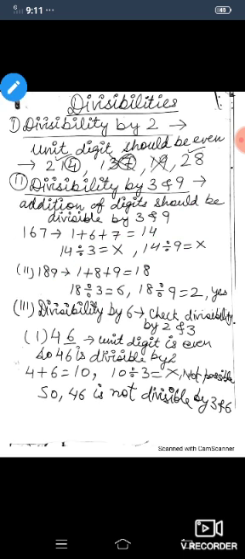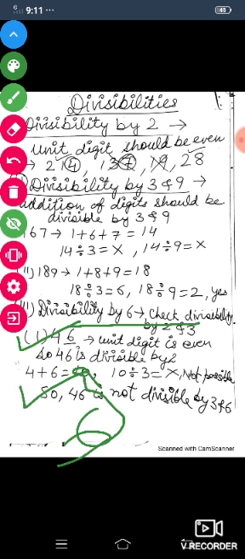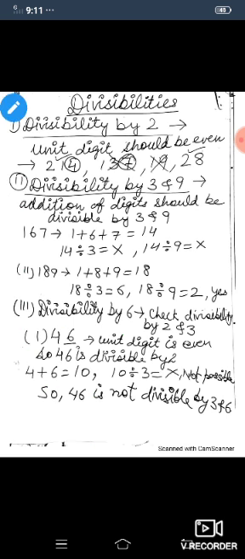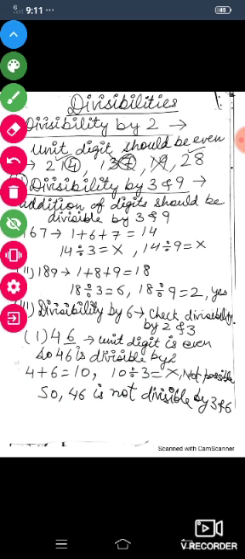Then divisibility by 6. How to check divisibility by 6? If the number is divisible by 2 and 3, then the number is also divisible by 6. Let us take the number 46. Now 6 is even, so this number is divisible by 2. Then add up these digits. 4 plus 6 is equal to 10. But 10 is not divisible by 3. So 46 is not divisible by 3 and 6.